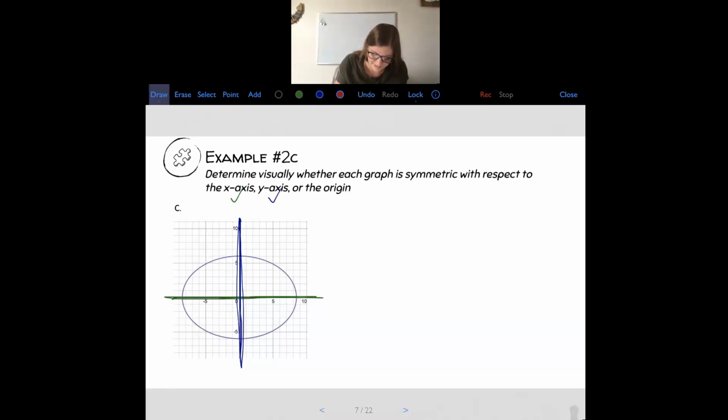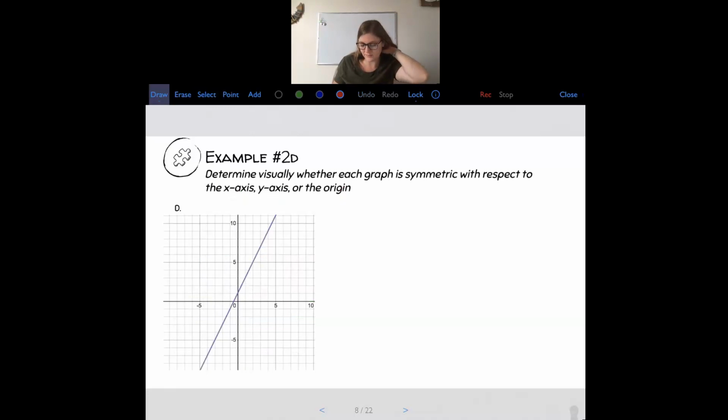Origin, if we rotated this graph 180 degrees about the origin, does it look the same? Okay, so if we rotated it, so picture in your head, if we rotated this 90 degrees, it would be here, and then 180 would end up back at this spot. Okay, you can do that with other points as well, but there's a point here and a corresponding point here. Okay, so this is symmetric about the origin as well. So this has symmetry with respect to the x-axis, the y-axis, and the origin.